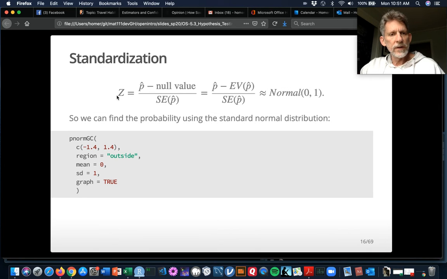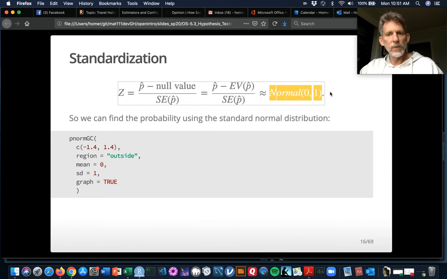So then we think about z. Z is gotten from p hat, which is normal. We're taking this normal random variable and subtracting off the expected value that it would have if the null is right, and dividing by its standard error. And so as we've learned, the z-score of a normal random variable turns into a normal random variable with mean 0 and standard deviation 1, the standard normal distribution. That means that we can find our p-value using the standard normal distribution.